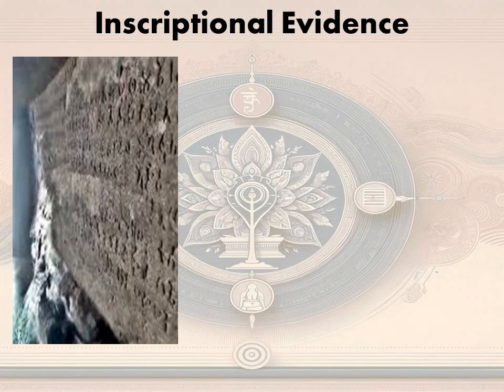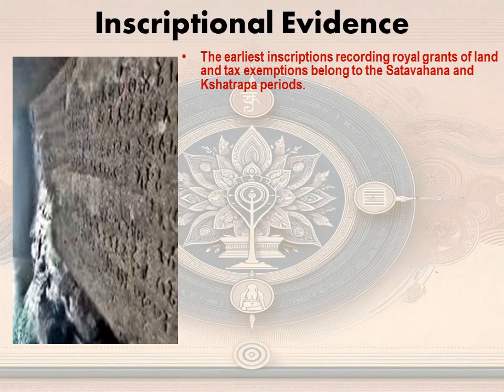Now, inscriptional evidence. One of the main sources of information for the Satavahana dynasty are the inscriptions available from that period. What are the main inscriptions and what do they tell us? The earliest inscriptions recording royal grants of land and tax exemptions belong to the Satavahana and Kshatrapa periods. So these are the inscriptions from where we get the earliest evidence of royal land grants and also royal exemption of tax.